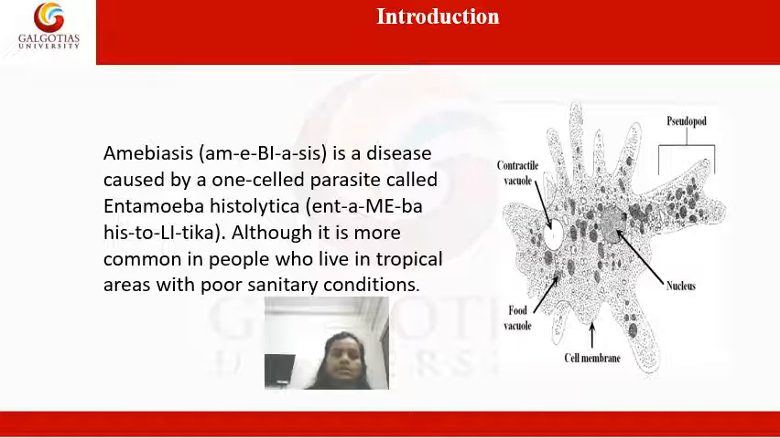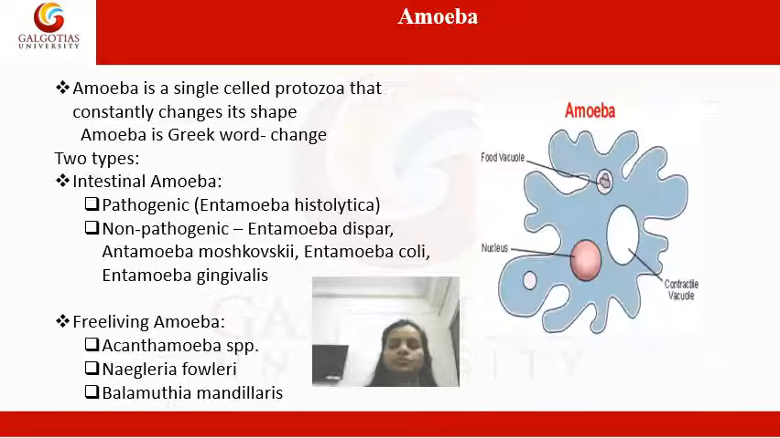Amoebiasis is a disease caused by a one-cell parasite called Entamoeba histolytica, although it is more common in people who live in tropical areas with poor sanitary conditions. Amoeba is a single-celled protozoa that constantly changes its shape. Amoeba is a Greek word which means change.